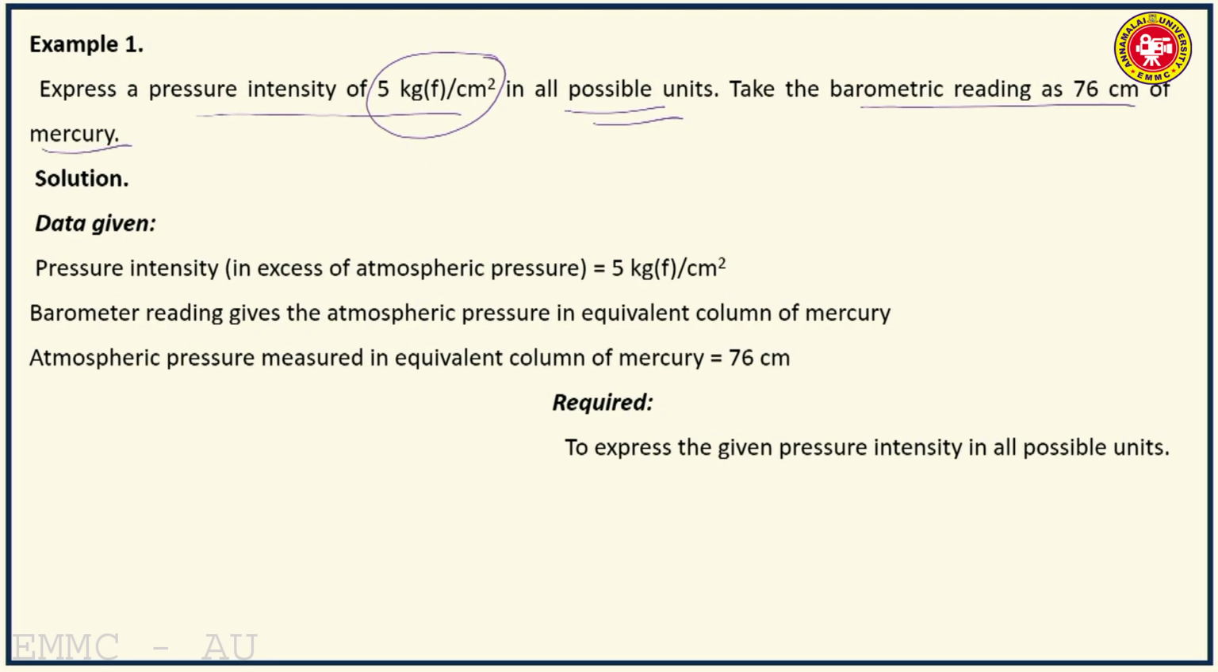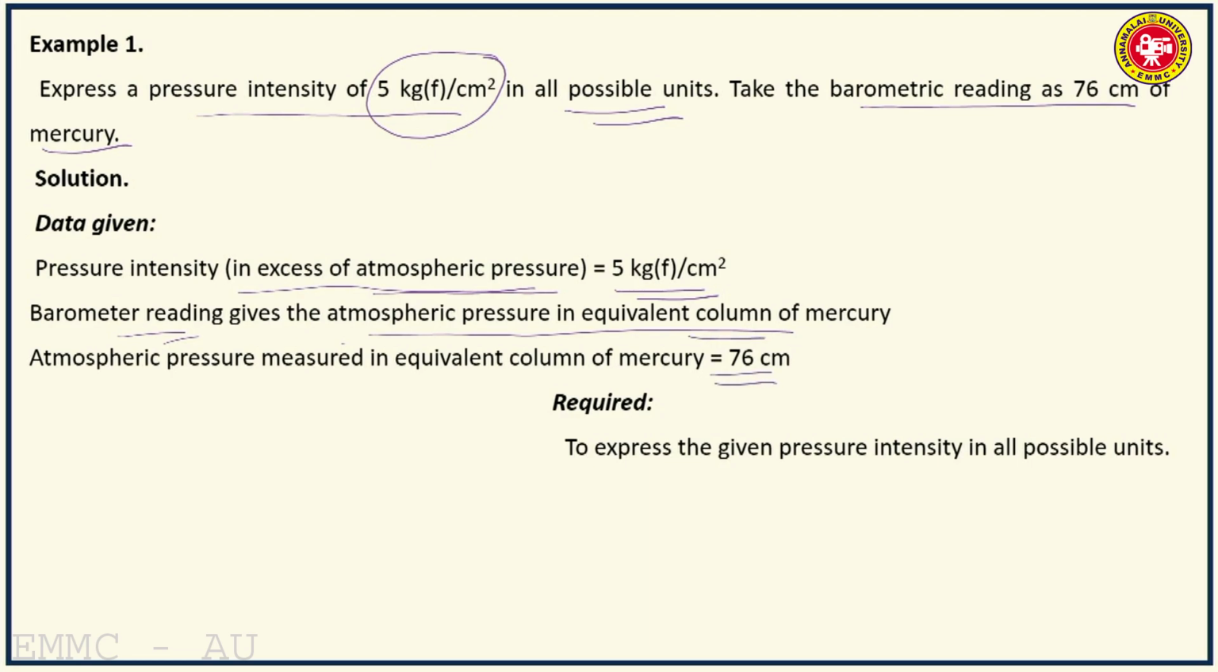When I say pressure intensity, it means in excess of atmospheric pressure. When I say simply pressure or pressure intensity, it means the pressure in excess of atmospheric pressure. Suppose it is 5 kgf per centimeter square. So, what does the barometer reading give? The atmospheric pressure in equivalent column of mercury, and it is given as 76 centimeters.